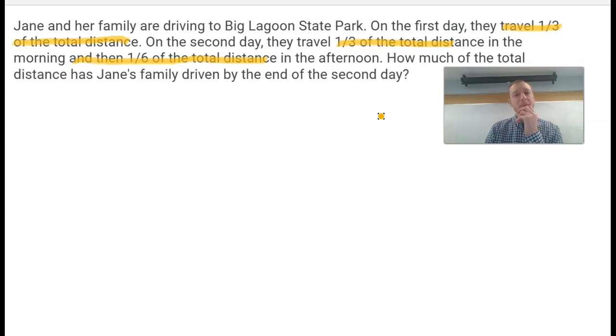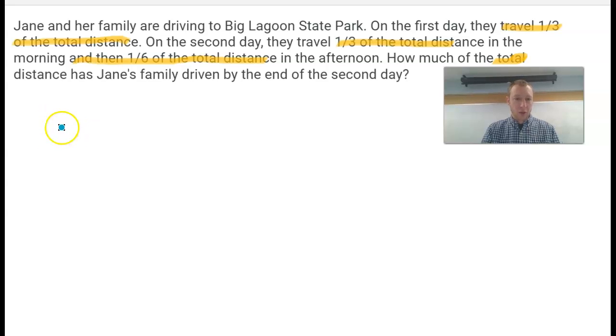How much of the total distance has Jane's family driven by the end of the second day? So let's see. They are traveling over 2 days. We got 1/3 of the total distance, and then 1/3, and then another 1/6. So what are we doing here? We're obviously adding because it says how much of the total distance has she driven by the end of the second day. What's the total? So in this case, we're actually adding three different fractions up, right?